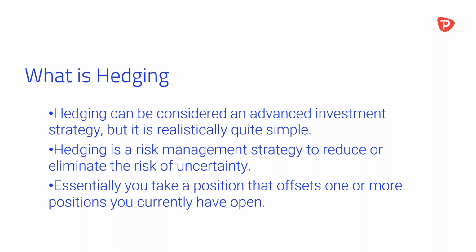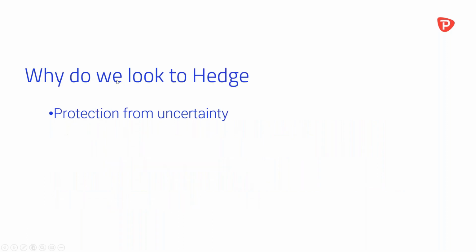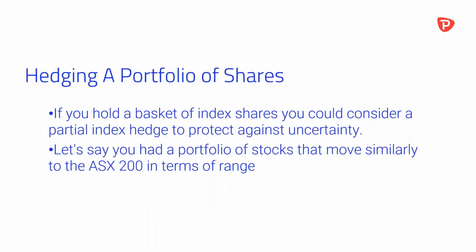So hedging is all about eliminating the risk of uncertainty. We've seen what a basic hedge is, where you have a position and you create an opposite position that offsets that. But then what else could we do? We could also look at hedging a portfolio of shares. Pepperstone does have several shares in CFD format, but we also have a whole bunch of different indexes. So we've got the ASX 200, S&P 500, Dow, etc.